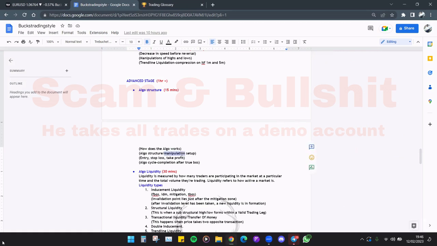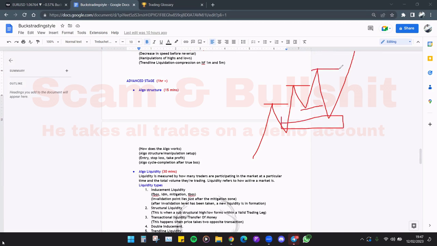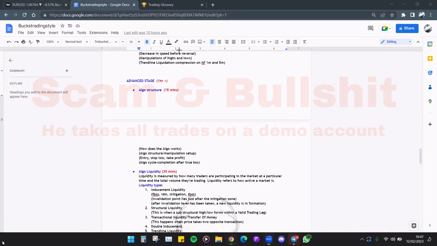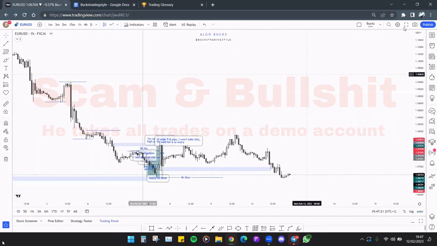Now, the algo structure or the manipulation setup, I know you've seen it a lot of times. This is the algo structure. This is the bedrock, the foundation of everything we'll be doing in this mentorship, everything you'll be doing in live trading, everything you'll be using for backtesting your entries. It is the MS, the manipulation setup, where we have the break of structure right here and also right here. When price takes out this low, this becomes a fake break of structure. This becomes inducement, and then we look for mitigation and the true break of structure. So let's understand that properly on chart.